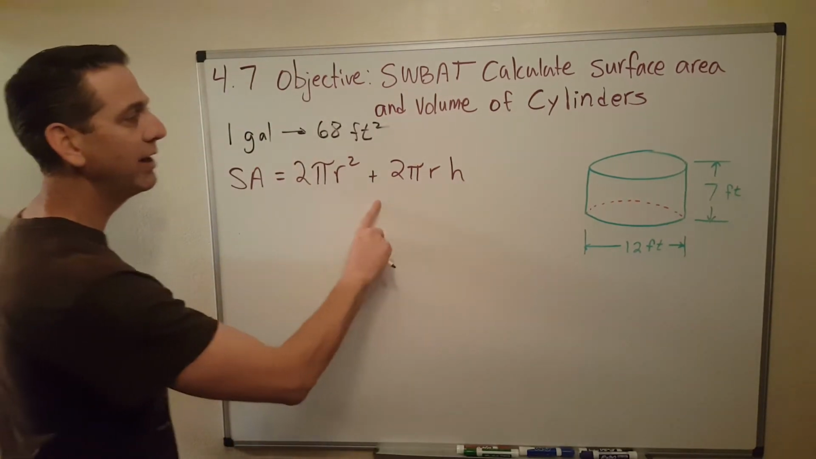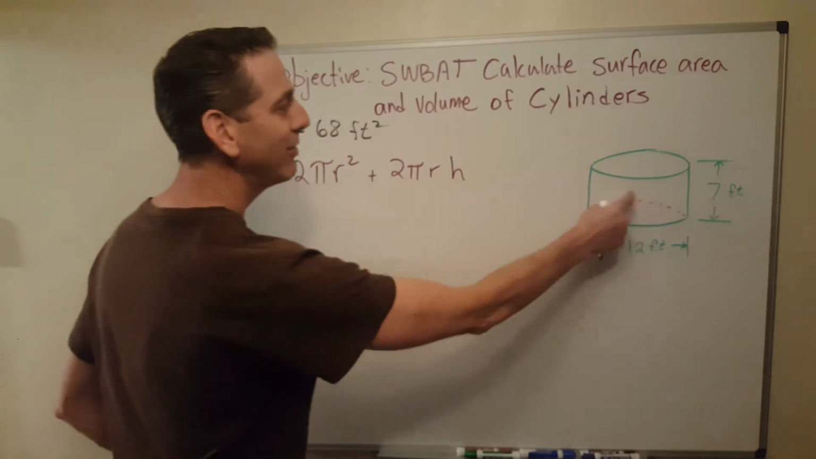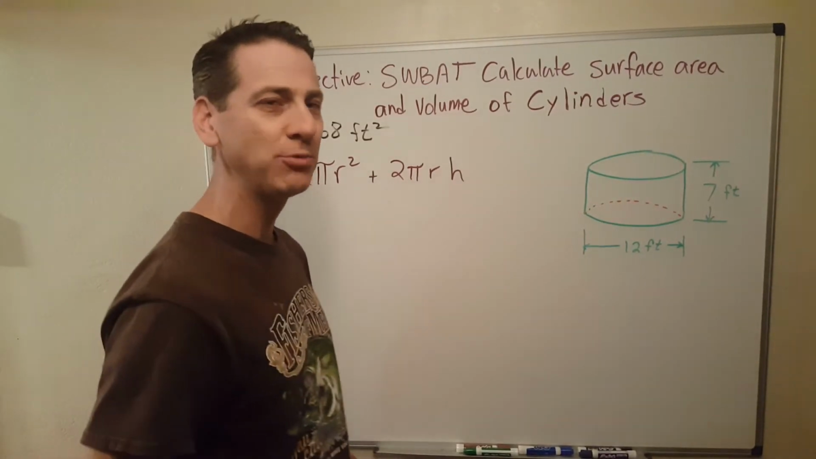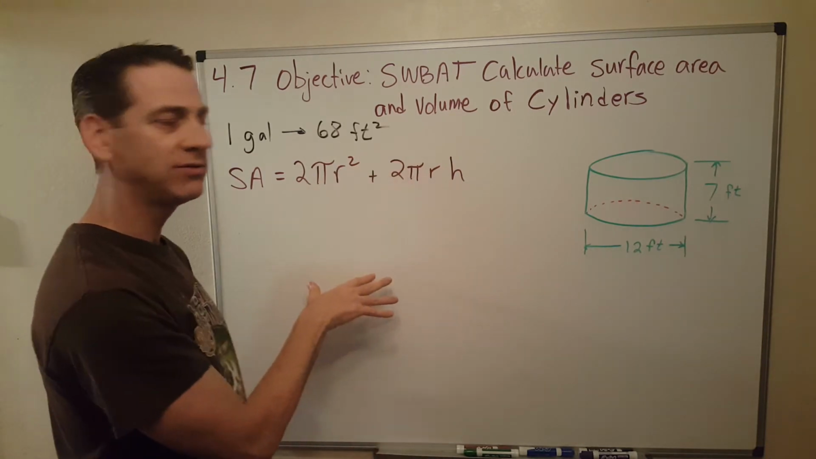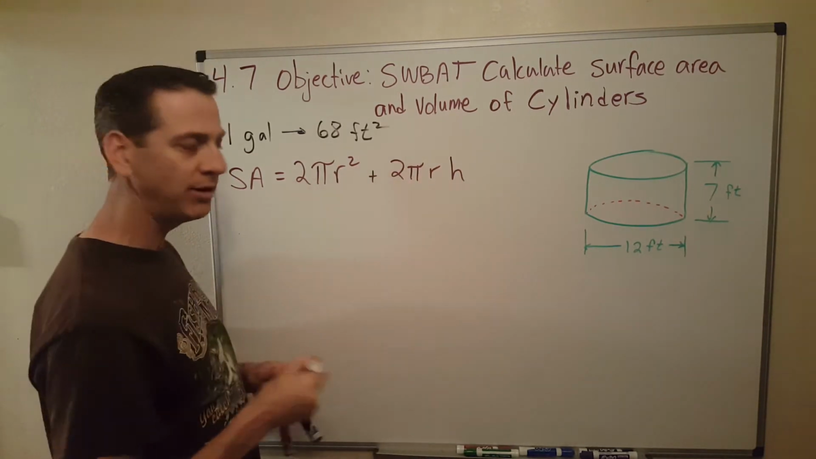All right, so let's go ahead and figure out the surface area of this cylinder because we want to paint it. Let's substitute some values in here. 2 is always going to be 2, that's a constant.